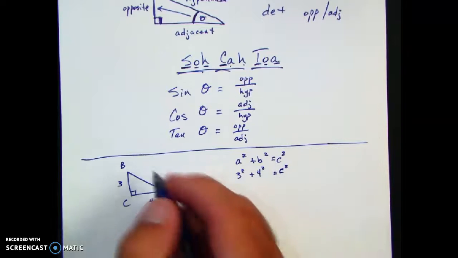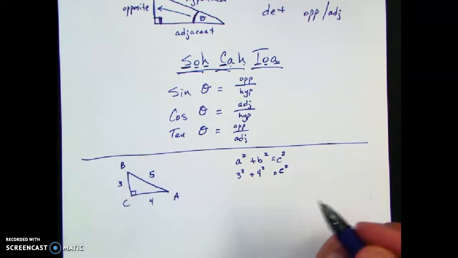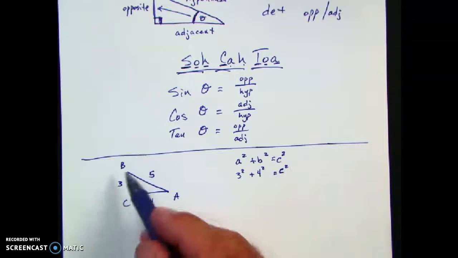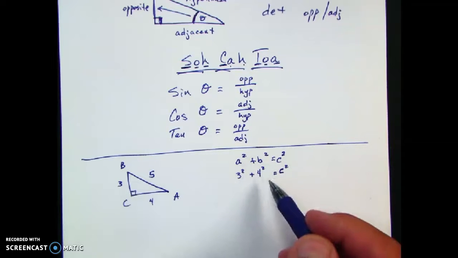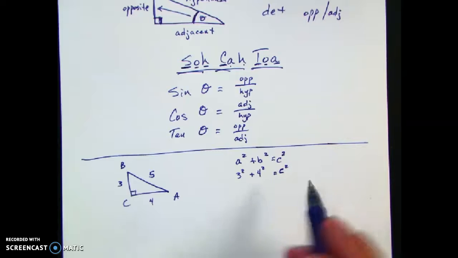Or maybe you remember 3, 4, 5 triangle. That's one of our Pythagorean triples. That's a shortcut. If you don't remember 3, 4, 5, or whatever the Pythagorean triple might be, we can always go back to that Pythagorean theorem.